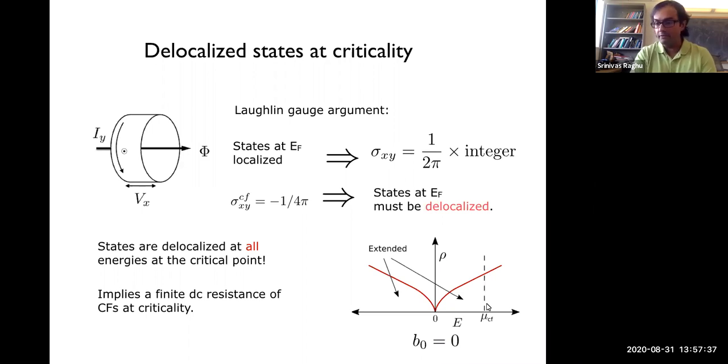Okay, and in my view, this is a complete game changer when we think of quantum Hall transitions, because while in electron coordinates there's only one energy at which states are delocalized, in the composite fermion theory all states are delocalized, and there's absolutely no subtlety for there being a finite DC resistance. All states are delocalized, they all will contribute to transport.